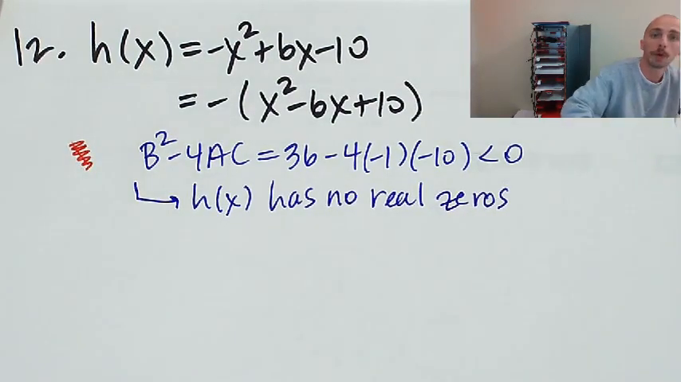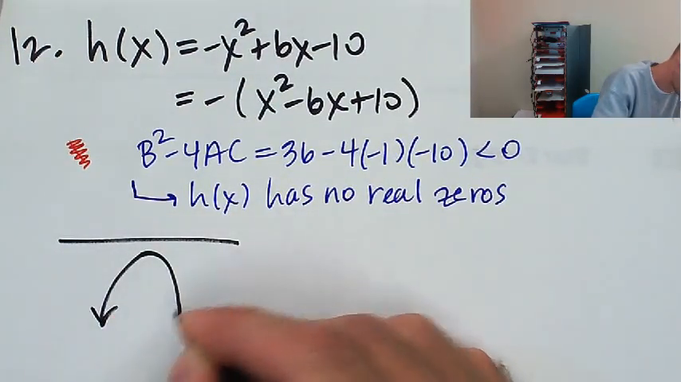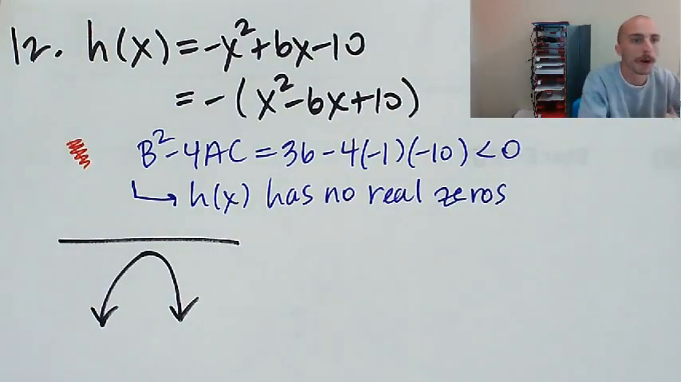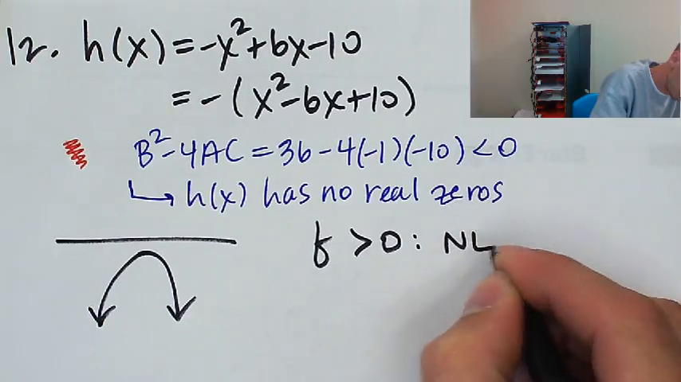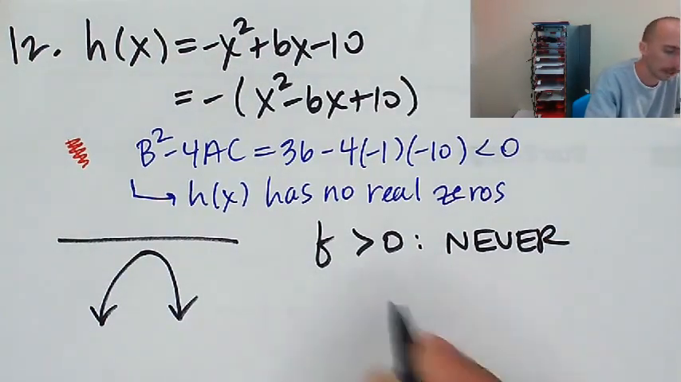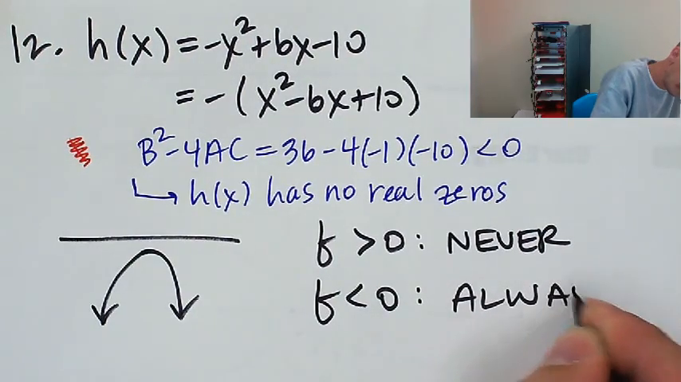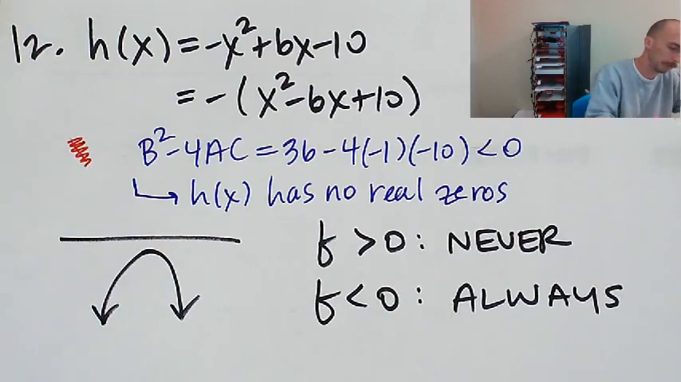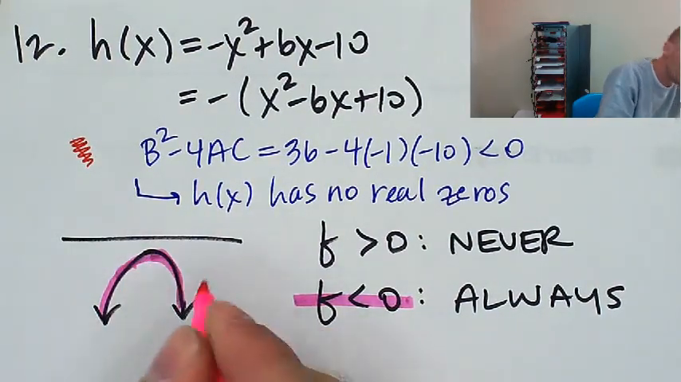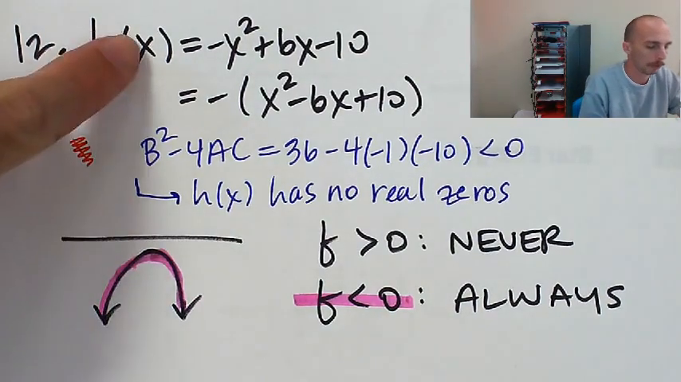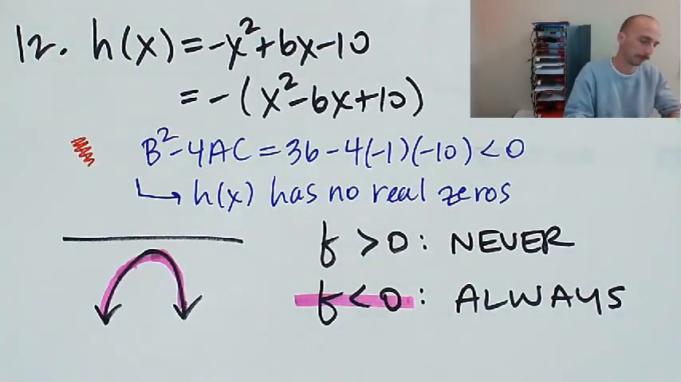Okay, and since it opens down and it has no real zeros, I know that it's going to look like that. And so I can say that f is greater than 0 never, no solution, something like that, or f is negative always, all real numbers. To keep with the same color scheme I've been using, f is negative along this whole parabola, right? Always negative. What that's saying is no matter what x you put into h, it's going to come back as a negative number.